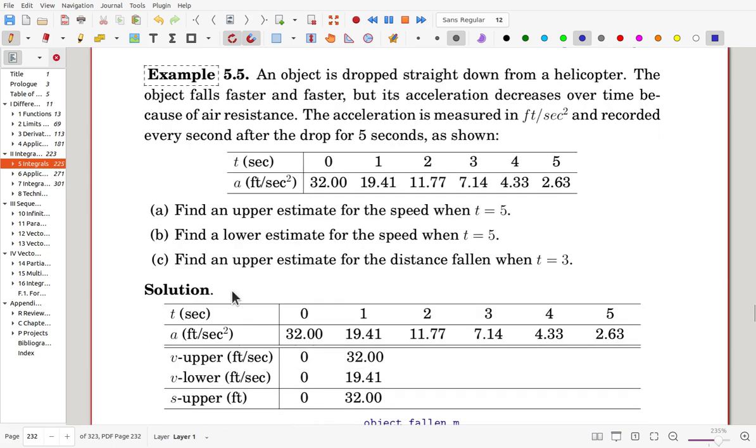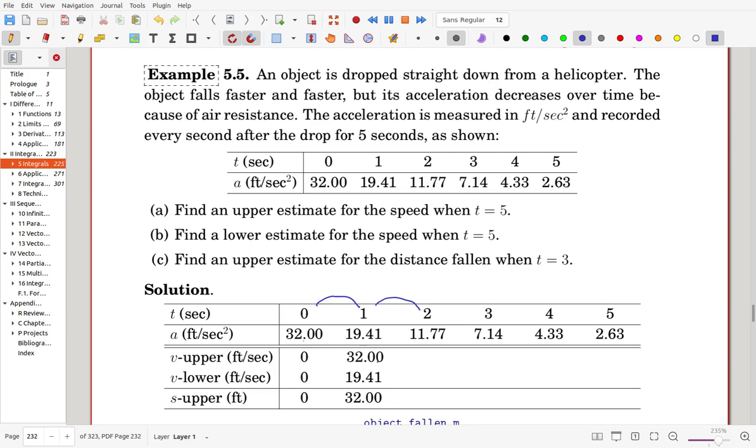Okay, here, part A: find an upper estimate for the speed when t is 5. That is the upper estimation of velocity for the given acceleration. For the subinterval between 0 and 1, in the beginning the velocity will be 0 because it is falling freely. Among the two recorded values at 0 and at 1, the larger value must be chosen for the upper estimate, so 32. Now, in the next subinterval, you have to choose the larger value, so that is 19.41.